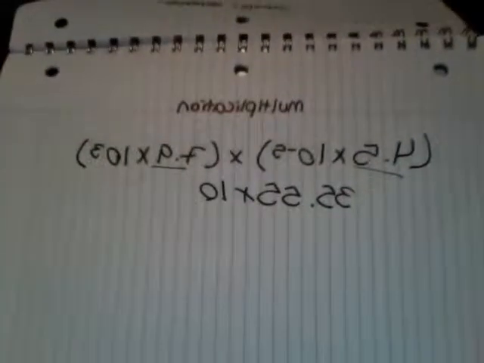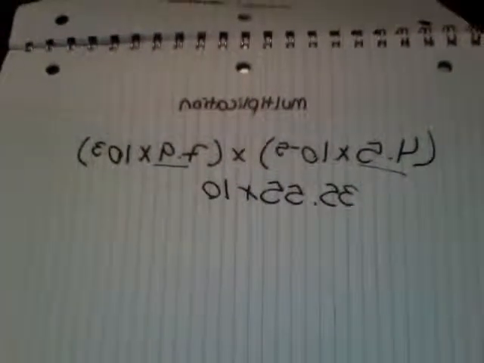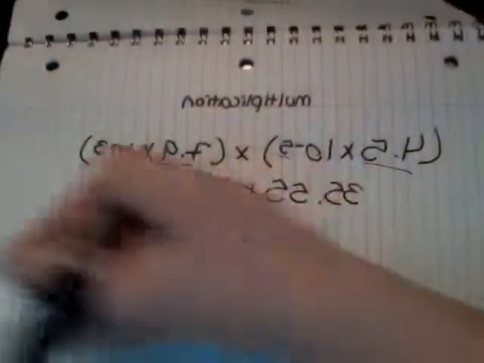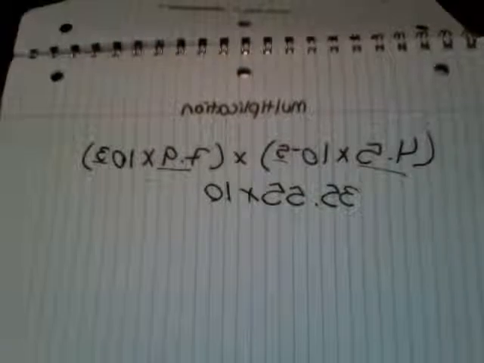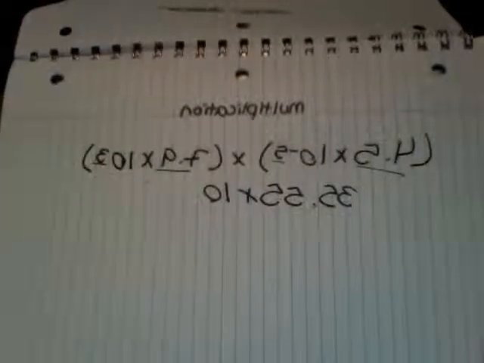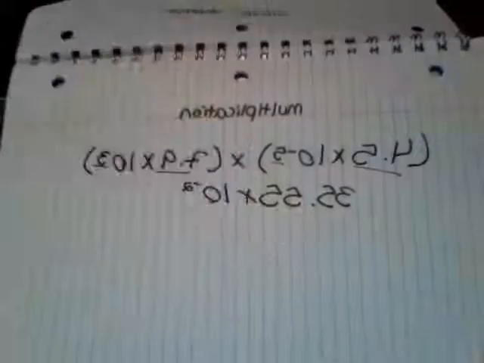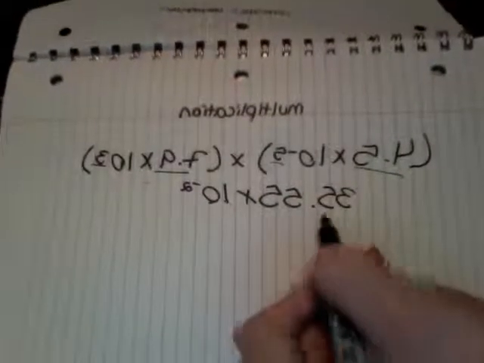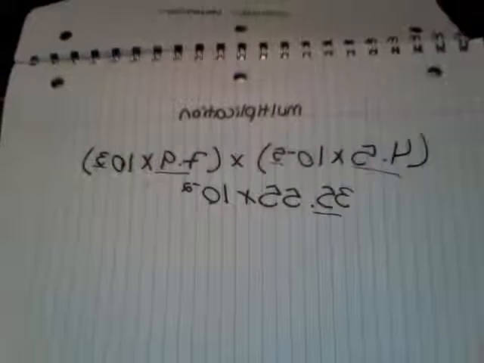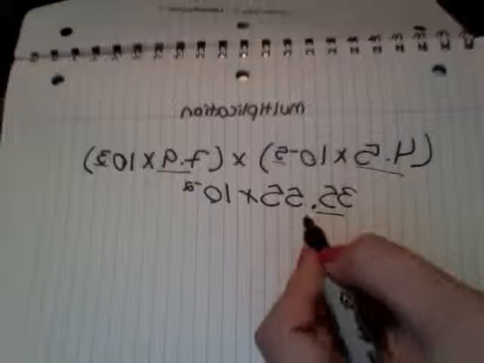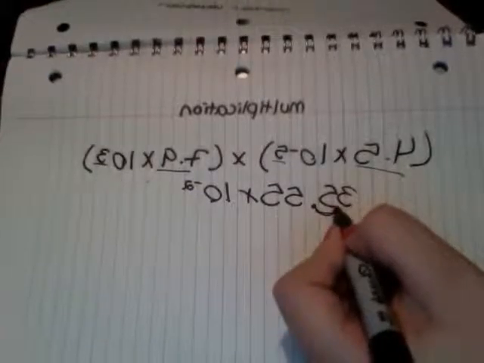When you are multiplying two numbers in scientific notation, your exponents are added together, not multiplied, added. So when you add negative 5 and positive 3, you get negative 2. So that is your number. But we do have a problem here, because 35 is not between 1 and 10. So you have to move this decimal over to here.